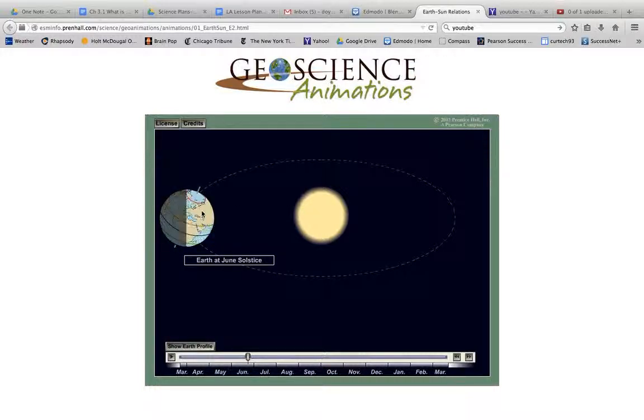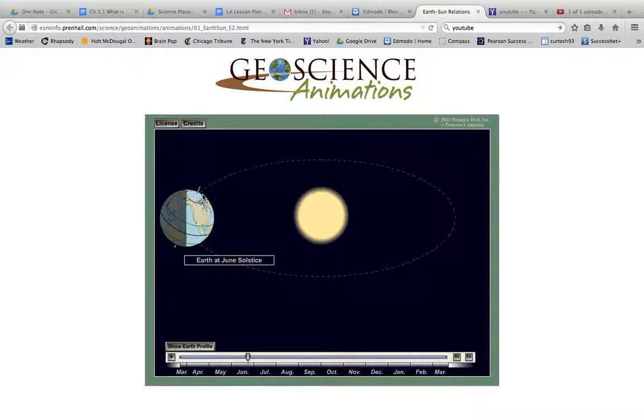The northern hemisphere is leaning towards the sun, so that means the northern hemisphere is getting more direct sunlight, and so the northern hemisphere heats up, and that's why we have summer starting on the June solstice. June solstice is because the northern hemisphere is tilted towards the sun. Now down here in the southern hemisphere, they have winter because they're tilted away from the sun.